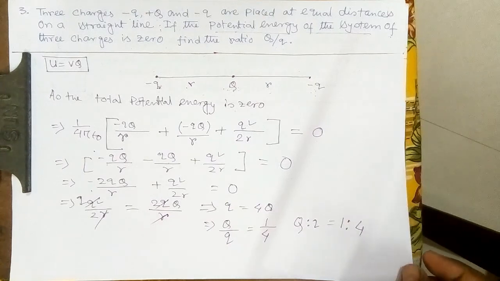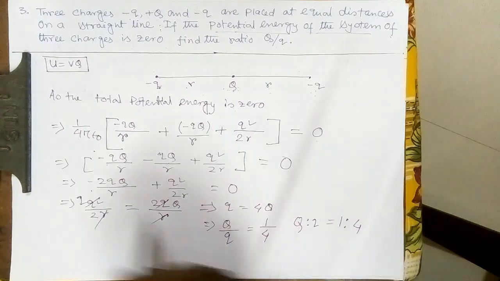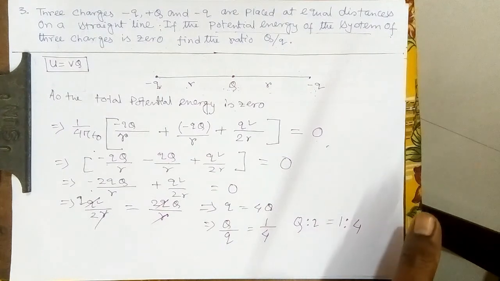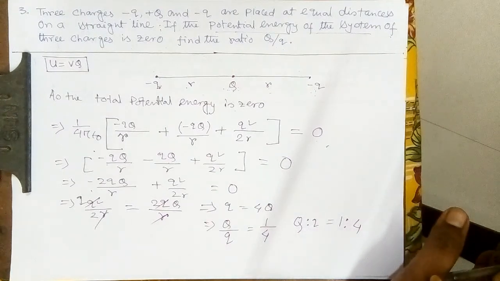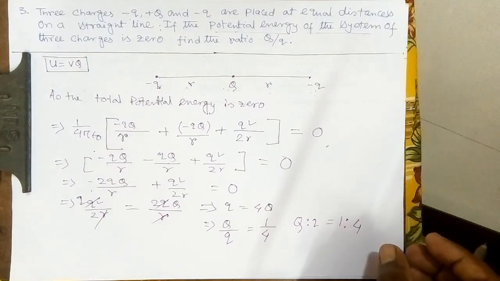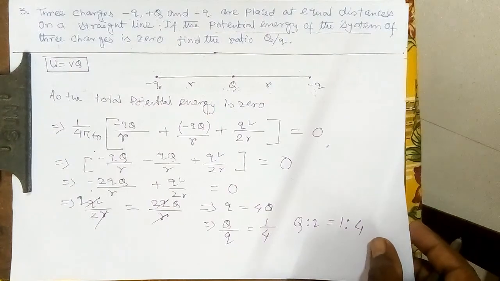So it is also very easy. Whenever it is told potential is 0 or potential energy is 0, we have to make the total thing 0, and then we can find the relation. Those things we have to remember. Try this type of numerical, because from the exam point of view, this type of numerical generally comes.